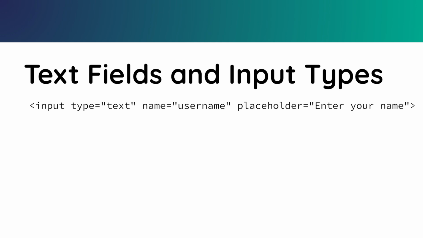For instance, on a mobile phone, an email input field will bring up a keyboard specifically designed for entering email addresses, with the @ symbol and dot easily accessible. Similarly, using type equals tel for phone numbers will bring up a number pad, making it easier for users to input their phone number. HTML forms are all about making user interaction smooth and efficient, and using the correct input types is one of the simplest ways to do this.